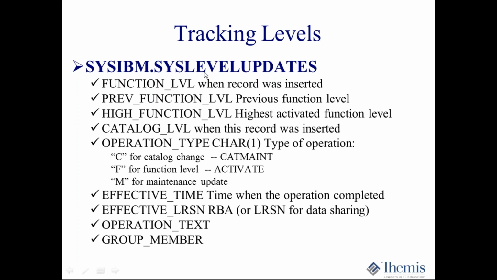So we have a new catalog table for the actions. And so we can do an activate or a CatMaint, or when we apply maintenance. When we apply maintenance, the potential of the code base is in a PTF that you've applied. Okay.